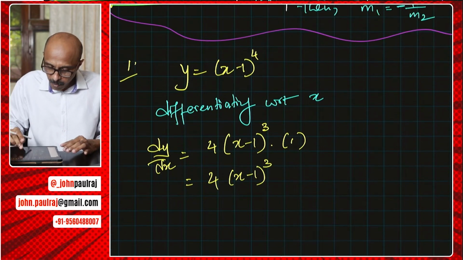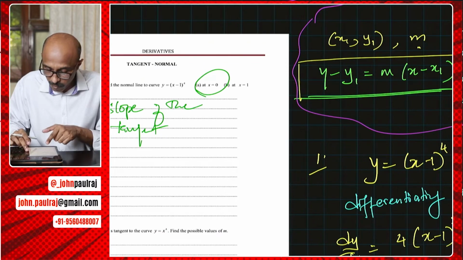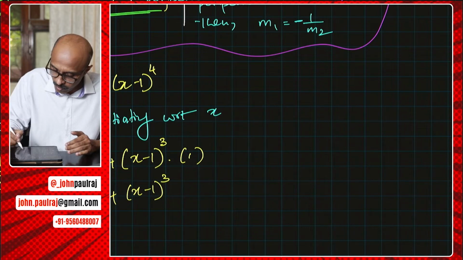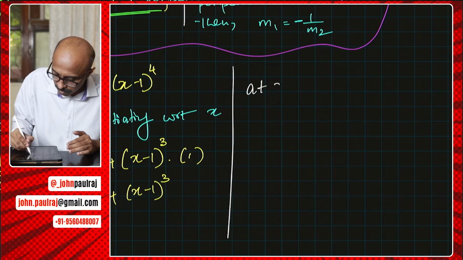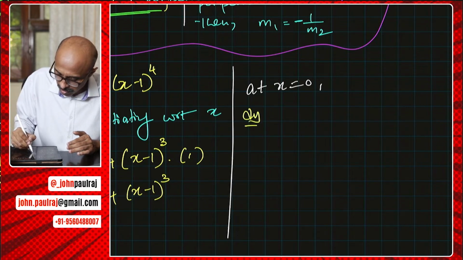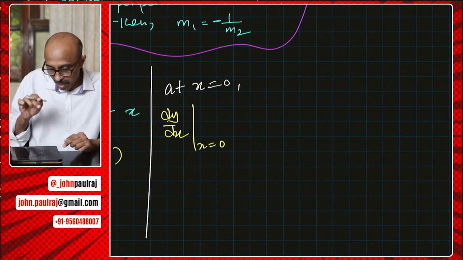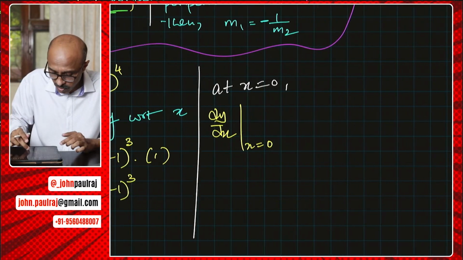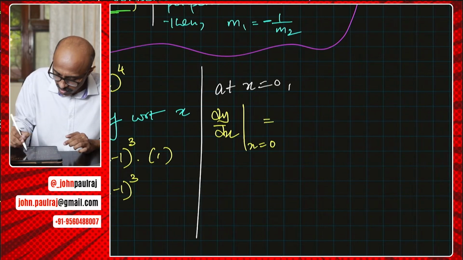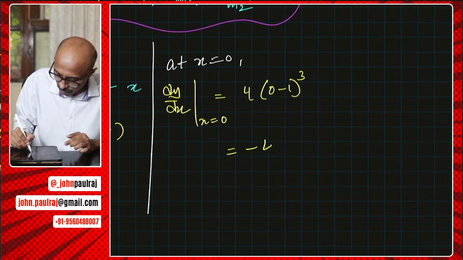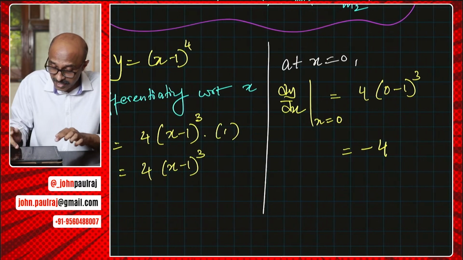Now at the point x is equal to 0 is where we're looking for the equation of the tangent. So that's where we want to find the slope also. At x is equal to 0, dy by dx, and in some textbooks you'll also see this kind of notation: dy by dx with a bar and then x equals 0. That's basically just plugging in x equals 0. So you'll get 4 times (0 minus 1) cubed. Negative 1 cubed is negative 1, so this is going to be negative 4. That's the slope of the tangent at x equal to 0.